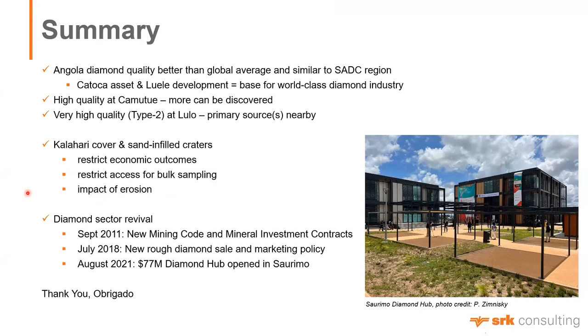The diamond sector in Angola has undergone and is still undergoing a revival. In September 2011, they put in a new mining code and mineral investment contract in place that gave you security of tenure. It's a huge step forward. In July 2018, they had a new rough diamond sale and marketing policy. That's changed the game a lot in Angola. And as of August 2021, there's an $80 million diamond hub that's been opened in Sarimo. There's a picture of it. That's a manufacturing complex and cutting and so on.